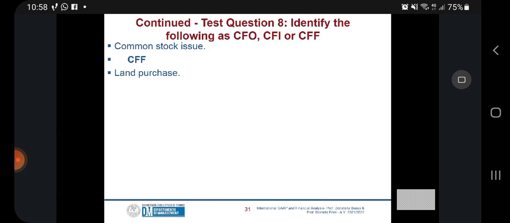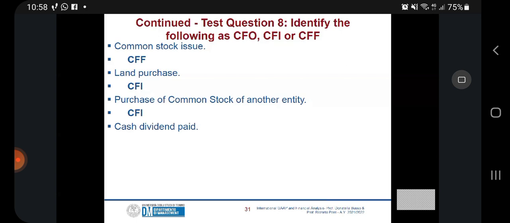investing, good. Purchase of common stock of another entity. I'm not issuing stock, I'm not repurchasing my own stock. I'm purchasing stock of another company, but that is an investment for me. So it is cash flow from investing.